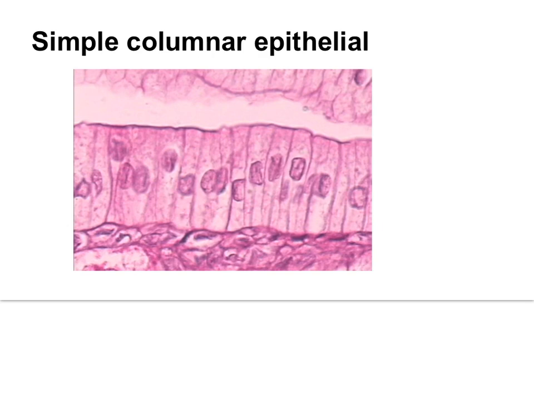This is an example of simple columnar tissue. All right, so I can see these are my columnar cells here, right? Tall and thin. There's the nuclei. So I have this one layer of very tall and thin cells, and this is an example of simple columnar.